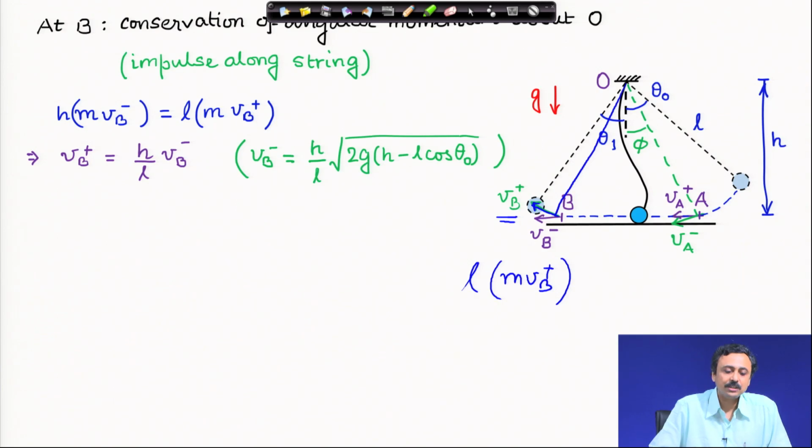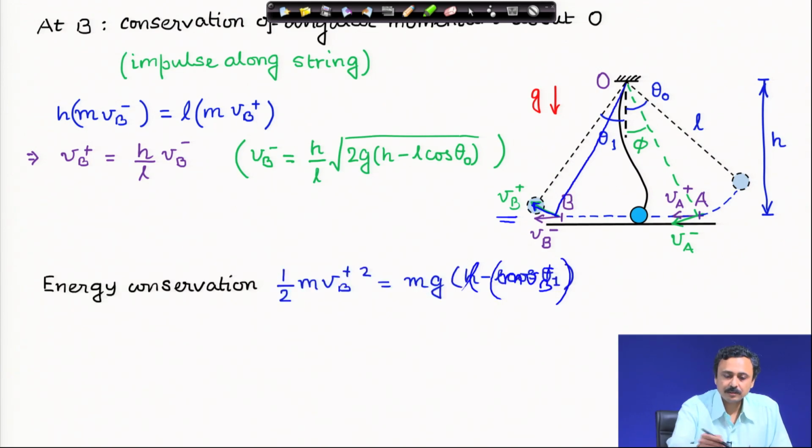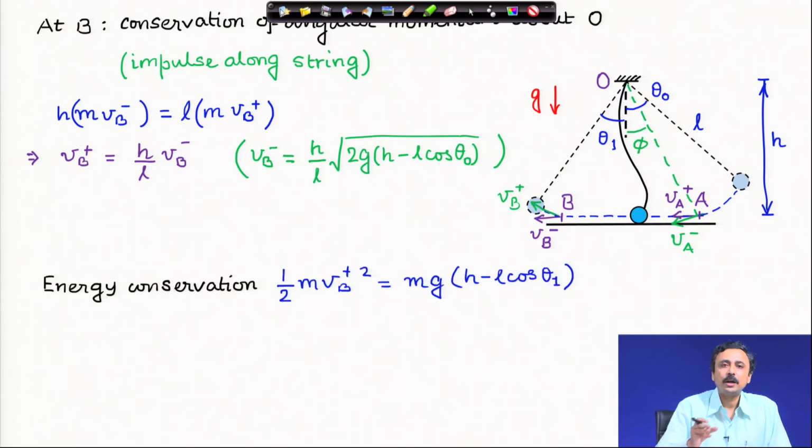Again use energy conservation. The bob moves under gravitational force. After the impulsive force has gone out, it is only the string tension which acts perpendicular to the direction of motion, or path, of the particle. Therefore, it will not do any work. The only thing that does work is gravity, the weight, which is the potential force. I can use energy conservation.